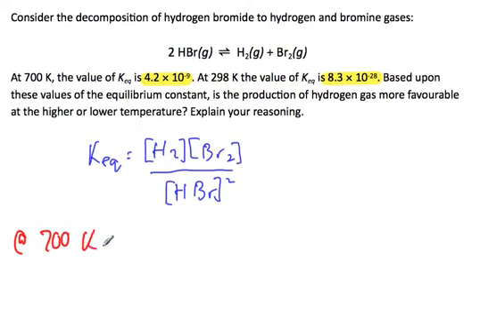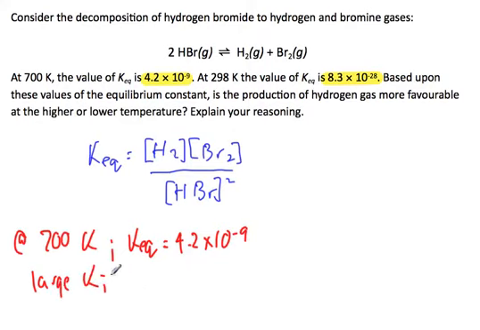So at 700 Kelvin, our equilibrium constant equals 4.2 times 10 to the minus 9. And so that's, relatively speaking, compared to the other value of K, a large K. And so large K means, in terms of reactants and products, increased products.